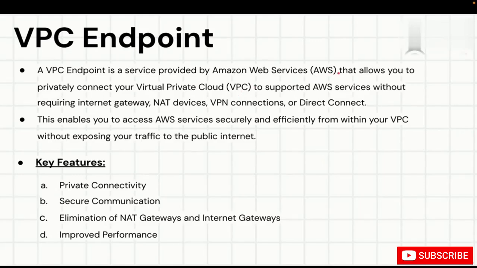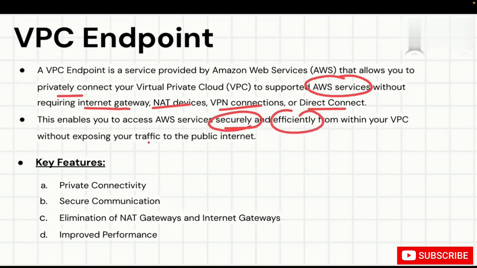It's a service provided by AWS that allows you to privately connect your VPC to supported AWS services without requiring an internet gateway, NAT gateway, VPN connection, or Direct Connect. So we won't require any particular access to the internet, NAT gateway, VPN, or Direct Connect to reach the AWS services. We can connect to them internally. This enables you to access AWS services securely and efficiently within your VPC without exposing the traffic to the public internet.